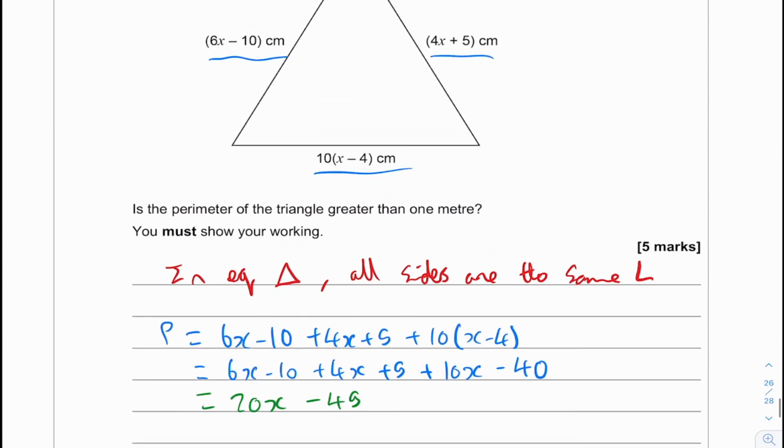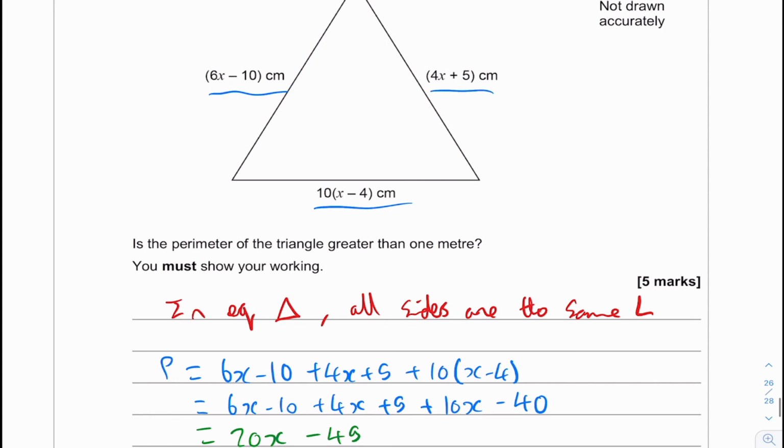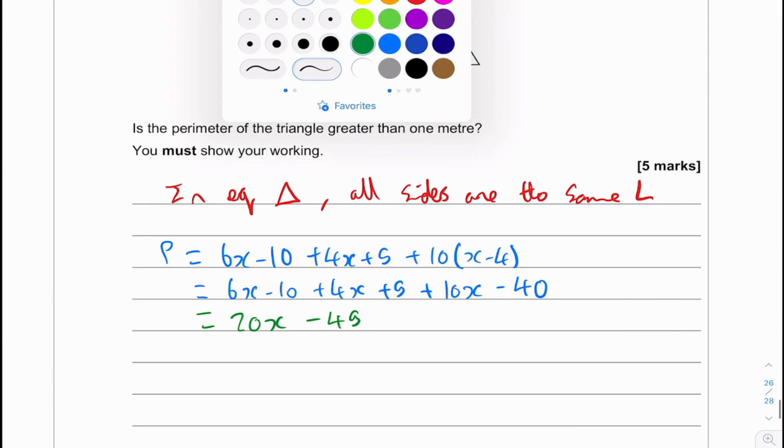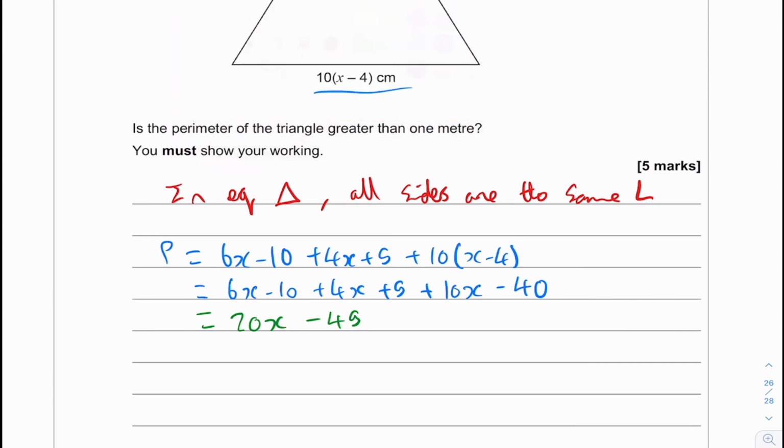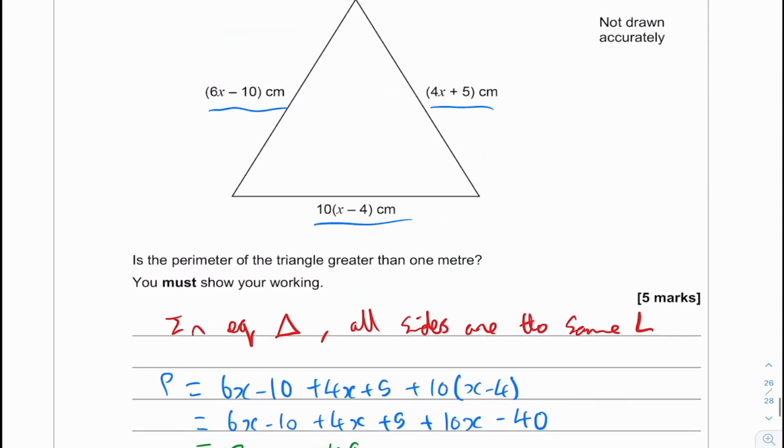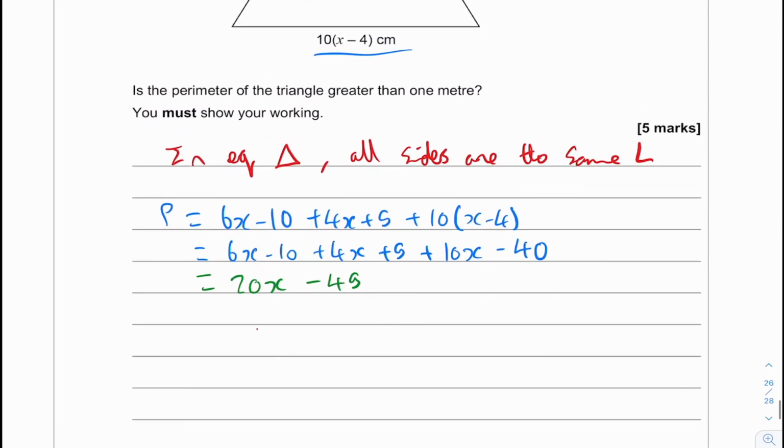What we can then do to work out the value of x is we can equate any of these two sides together, and they will of course be equal as it's an equilateral triangle and all the sides are the same. So we'll just pick these two sides so that we don't have to expand that bracket again. So we can then say that, let's change colour, 6x take away 10 is equal to 4x plus 5.